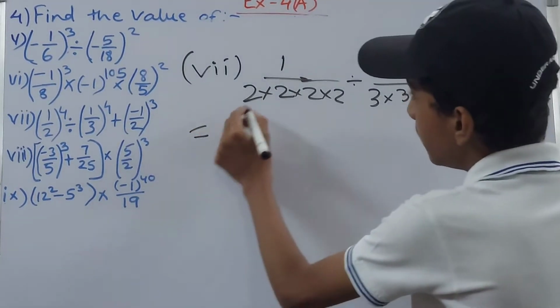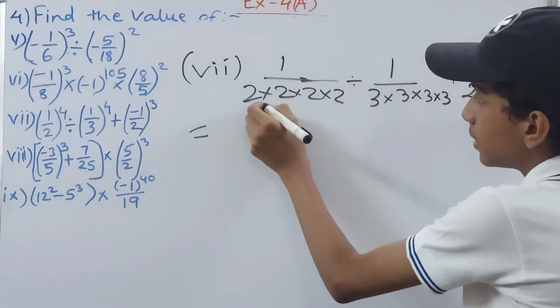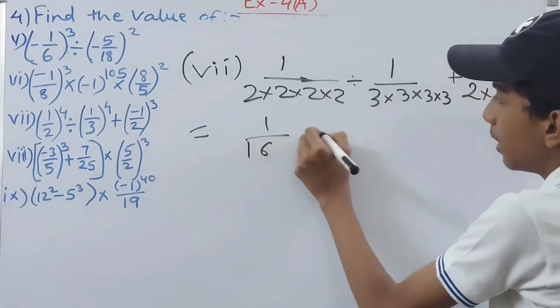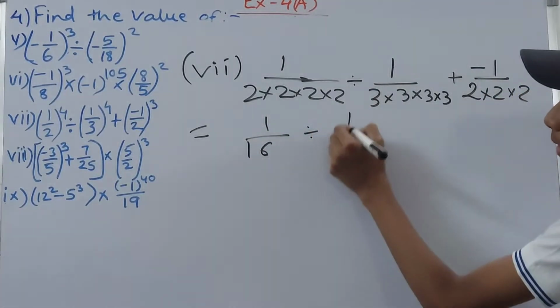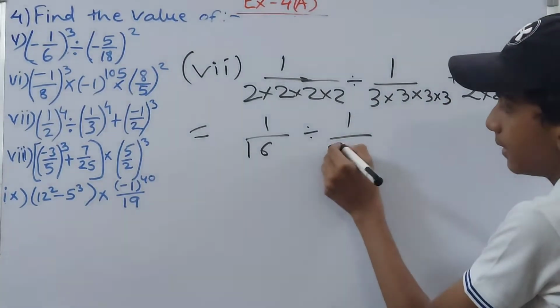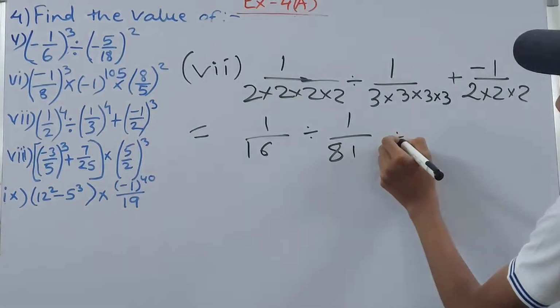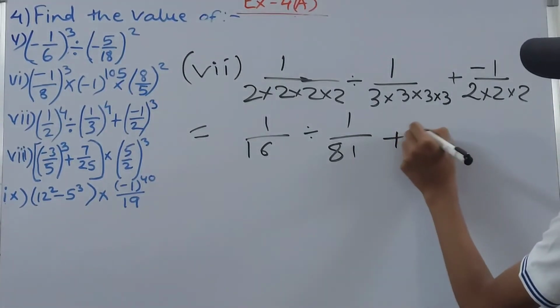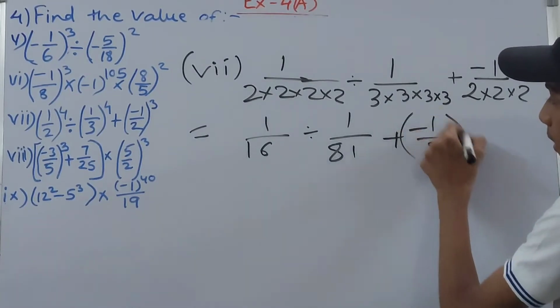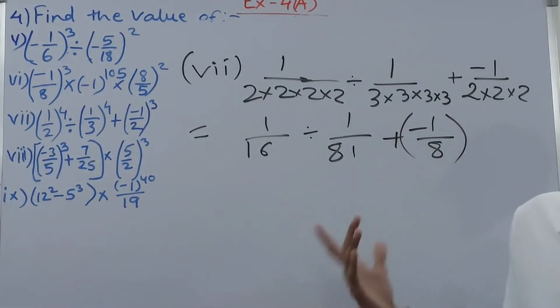So this will be 2, 4, 8, 6, 2, 4, 4 and 2, 8, right? 16, 1 upon 16 here, divided by, and 1 upon 3: 3 into 3 is 9, 9 into 3 is 27, and 27 into 3 is 81, right? Plus, sorry, minus 1 upon, and 2 into 2 is 4 and 4 into 2 is 8, right? We will keep this in brackets for now because it has a minus sign.